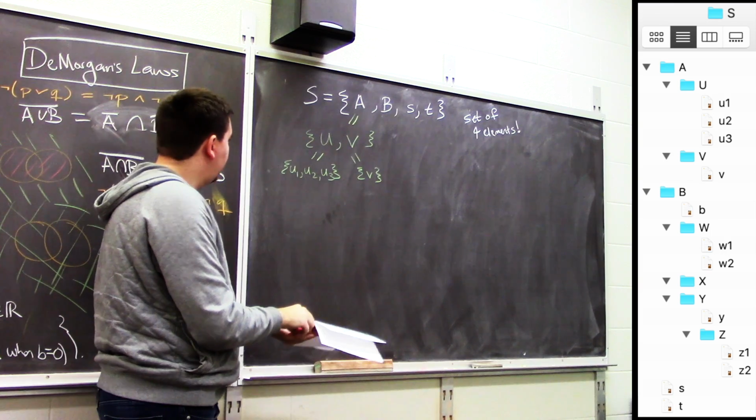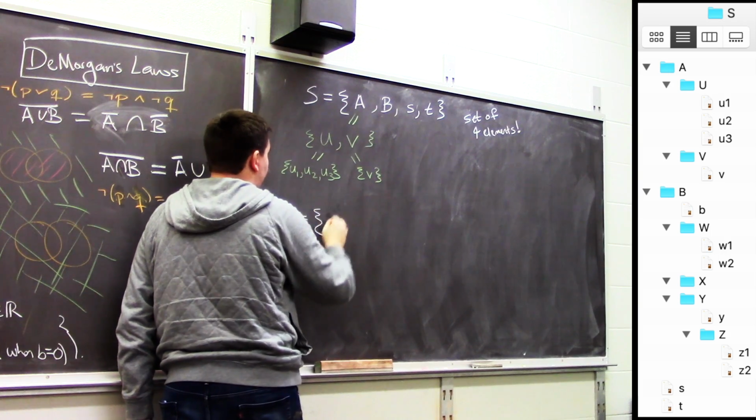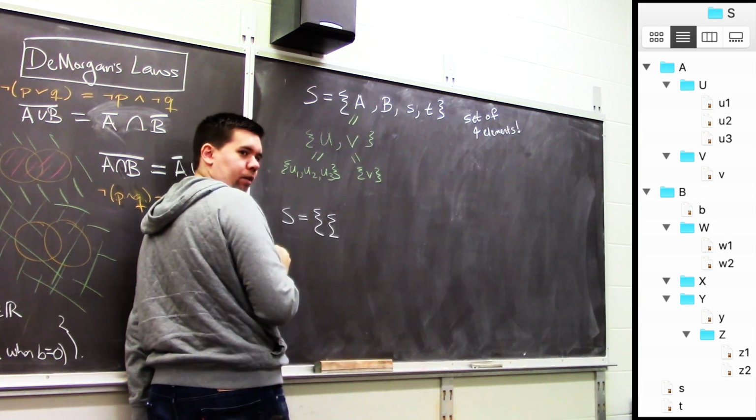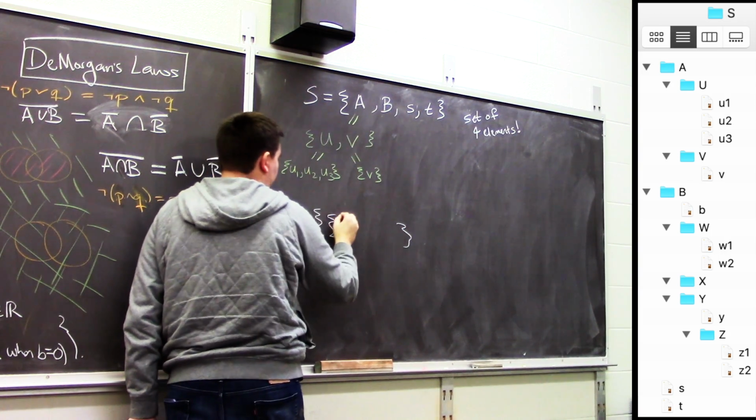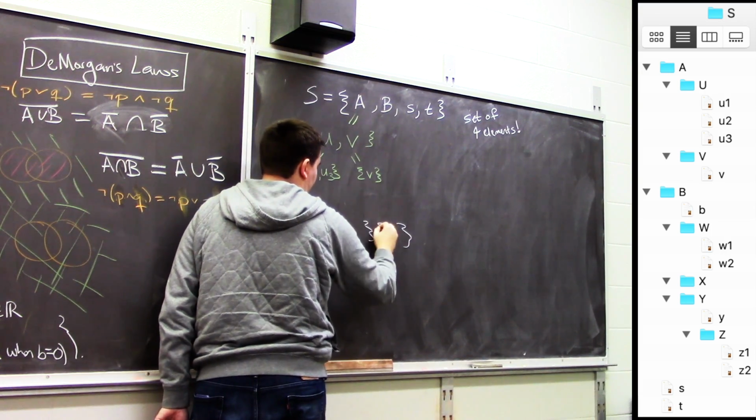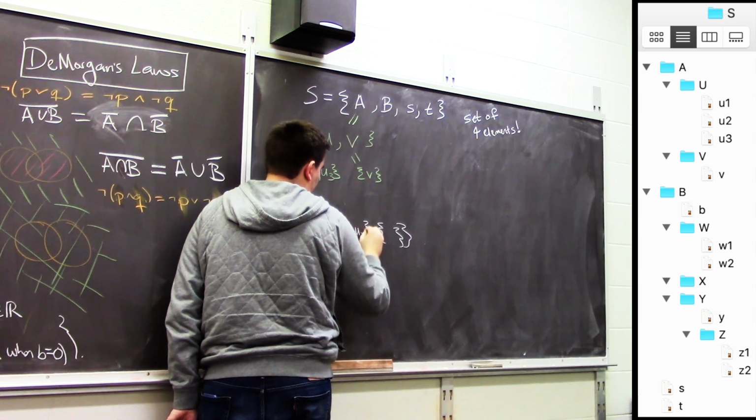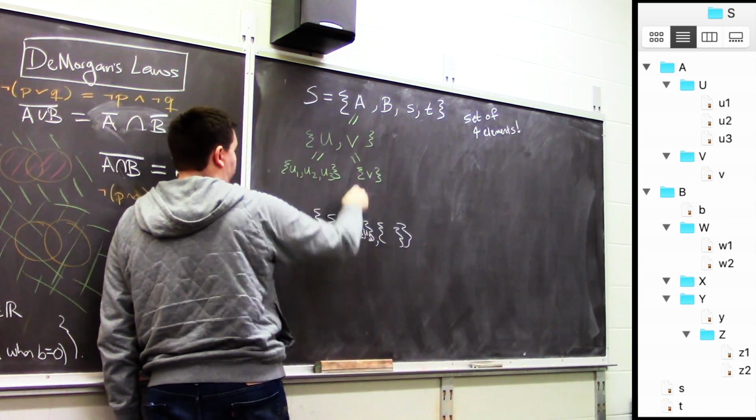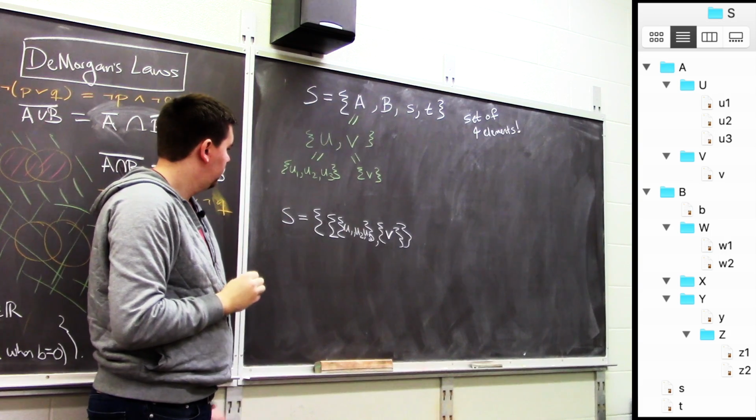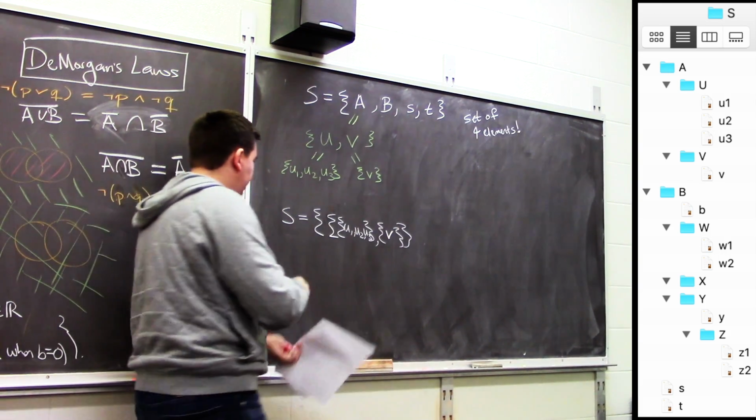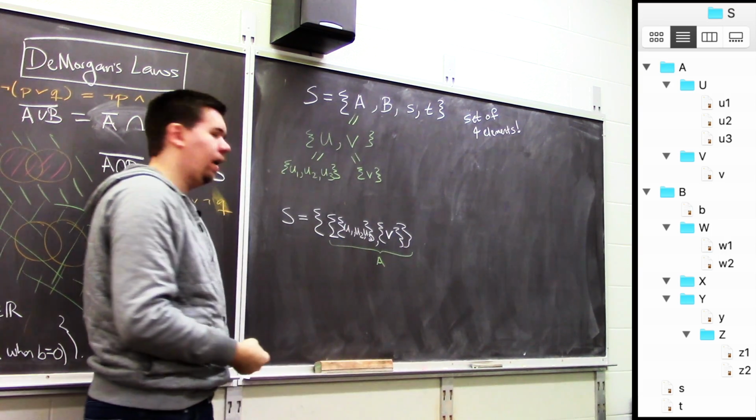So if we try and put this all together, we can say S has inside of it A, which is a folder, that contains inside of it U and V, but U is a folder, and V is a folder, and the U folder has U1, U2, U3, and the V folder has little v inside of it. Where this whole thing here, this whole set, is just one element, the folder A.